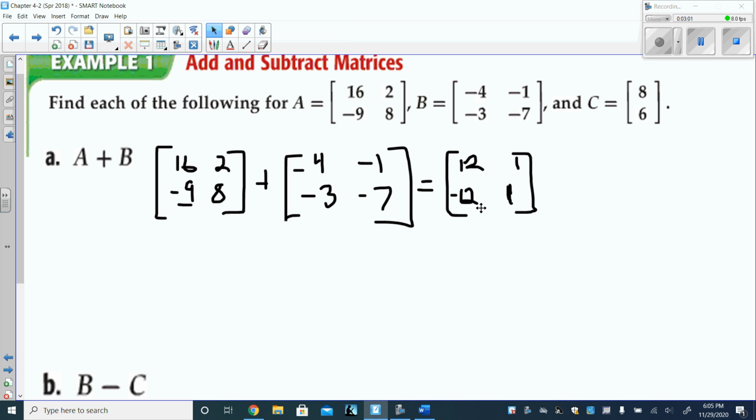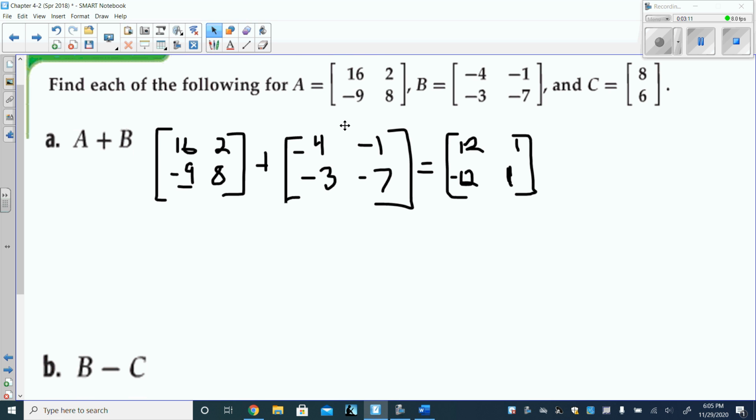And that's it. Our new matrix, when adding these two together, would be 12, 1, -12, 1. That's all we'd have to do for this here. Now you could also go through and type these into the calculators for A and B, and then go A plus B, and that would do it also. And that's all we have to do for this one here.